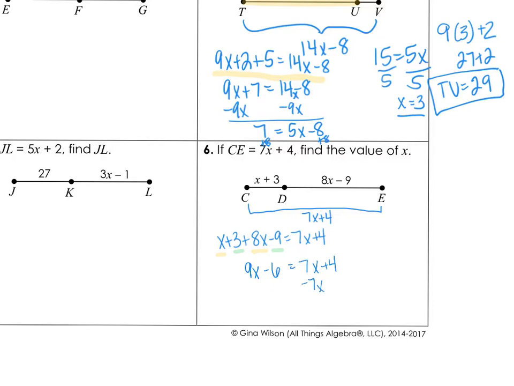Then I can subtract 7x from both sides. I'd have 2x minus 6 equals 4. Add 6 to both sides, and we'd have 2x equals 10. Divide by 2 to get x equals 5.